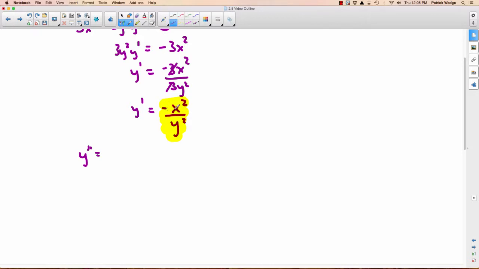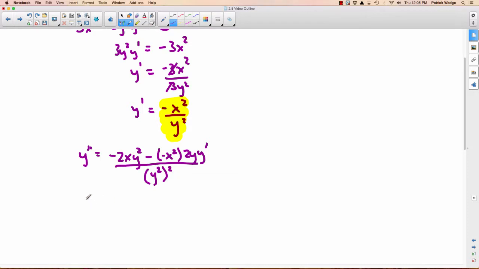So the quotient rule says you take the derivative of the top, which is negative 2x, and multiply it by the bottom, y squared. Then you subtract the top, which is negative x squared, times the derivative of the bottom. Well, the bottom is 2y, and since it involved a y, I have to put a y prime on there. All over the bottom, y squared, squared. Yeah, that is the quotient rule.